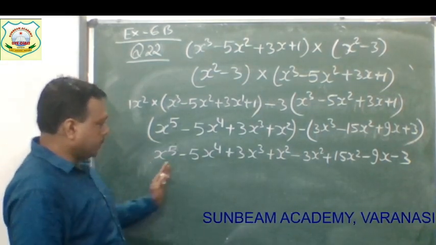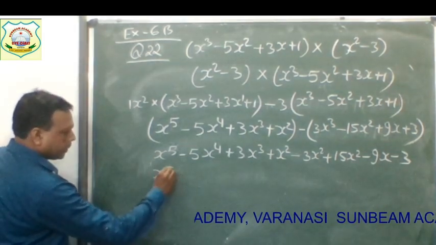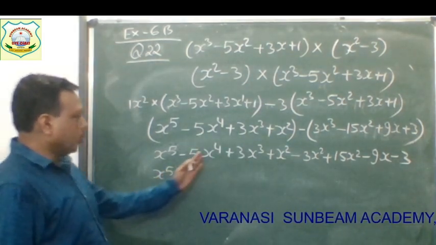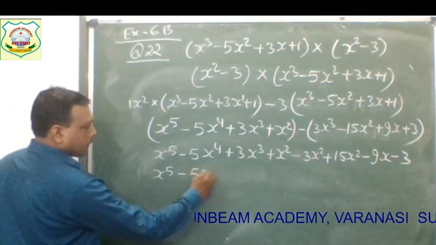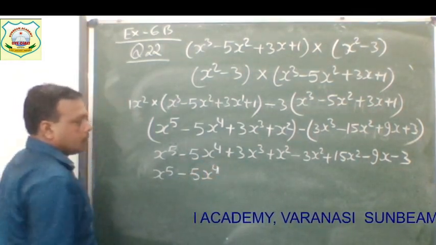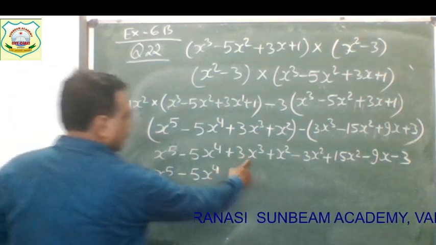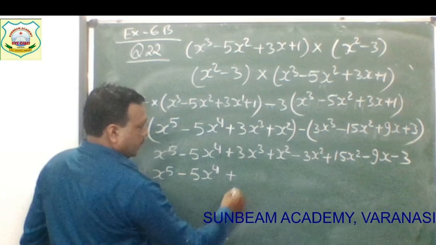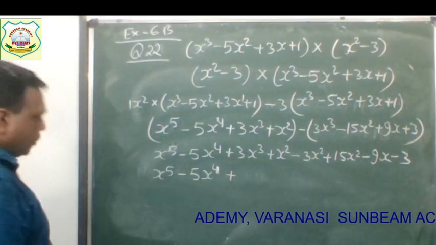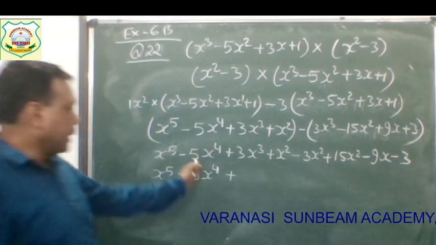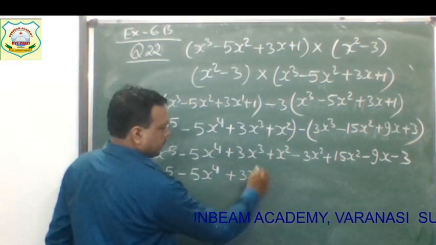x power 5. Check if x power 5 is anywhere else. No, so x power 5 is only here. Now x power 4 is only here, so minus x power 4. Clear? Plus, now x power cube: plus 3x power cube. I think these are like terms, so there is no need to write it elsewhere.